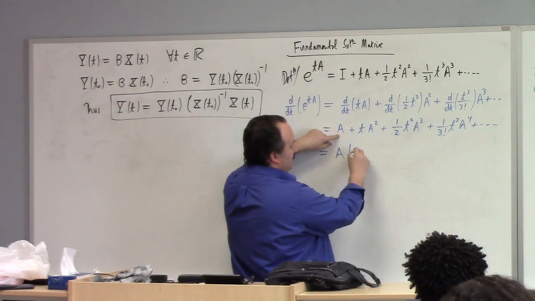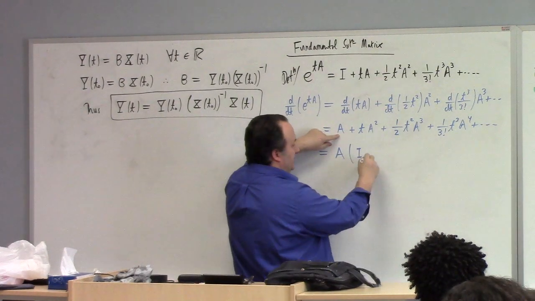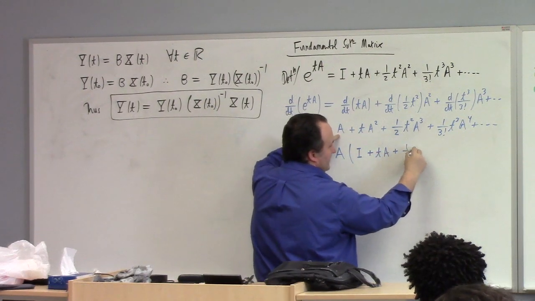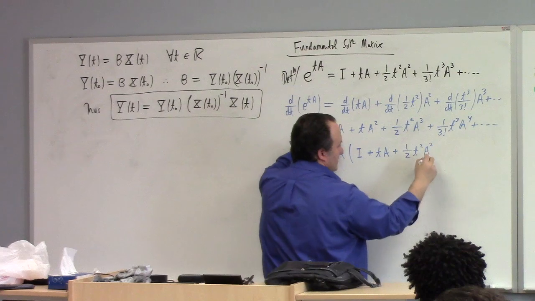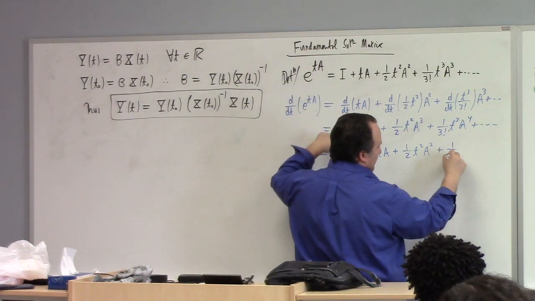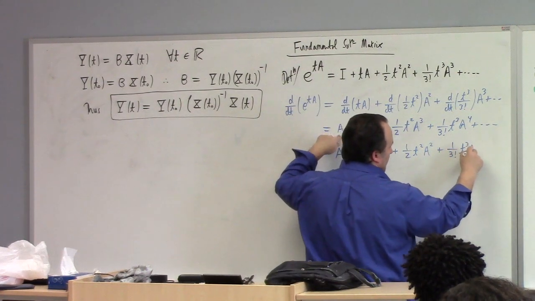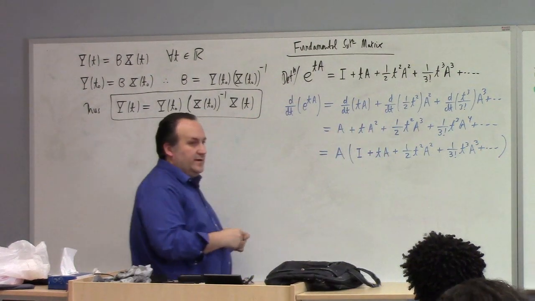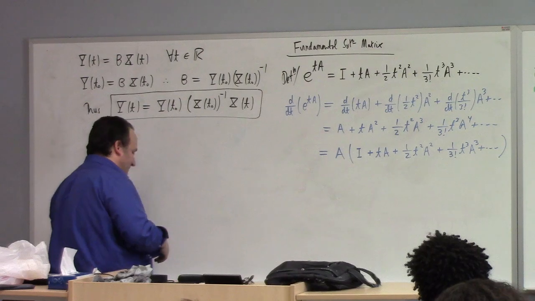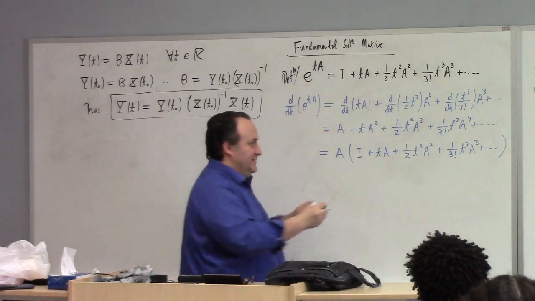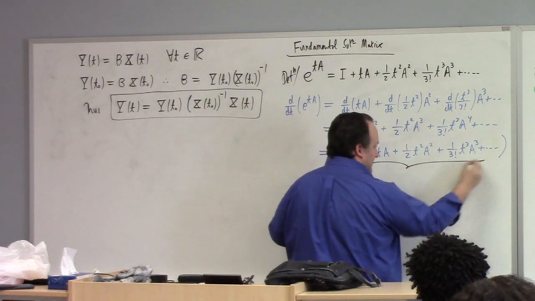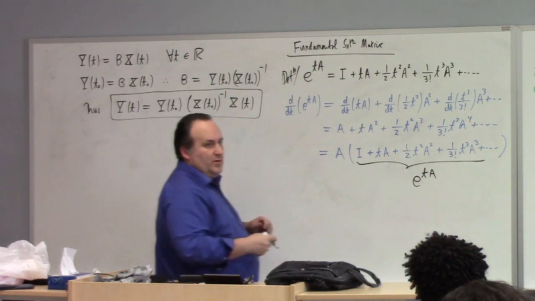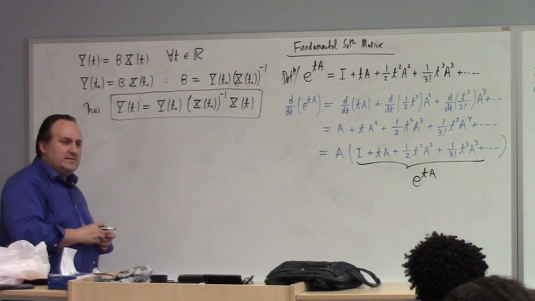Factor out an I for that one, plus ta, 1/2 t squared a squared, 1 over 3 factorial t cubed a cubed. Hey, what is that? I know it's been a minute since we defined it. I mean, like literally a minute. But there it is. That is e to the ta. What does this mean?